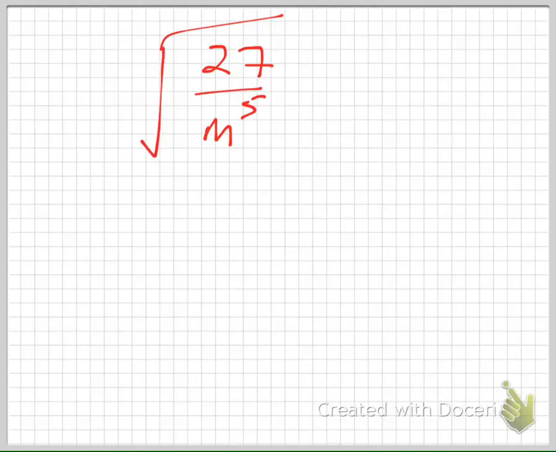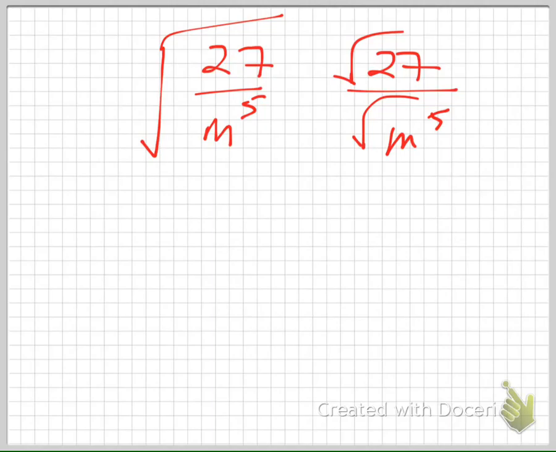Okay, let me do it for you. Let me show you. Okay, that is the same thing as what. Well, first of all, I say simplify. What are you not allowed to have? The denominator cannot be square rooted. Does that make sense? So this is the same thing as the square root of 27 over the square root of m to the 5th. Makes sense? You remember that? I showed you that yesterday.